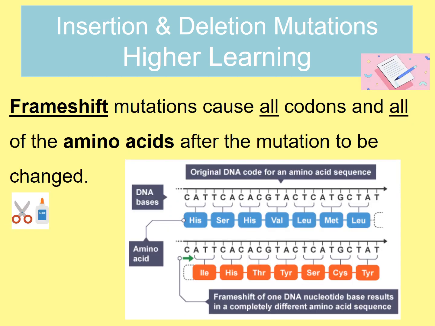Frame shift mutations cause all of the codons after the point of mutation to be altered. So they either all move up one if it's been an insertion mutation, or they all move down one if it's been a deletion mutation. So if all of the codons have been affected, that therefore means when we come to translation, all of the amino acids will also be affected.